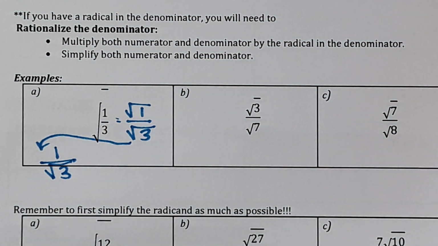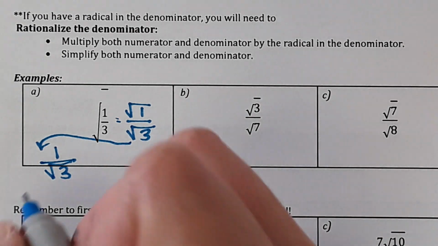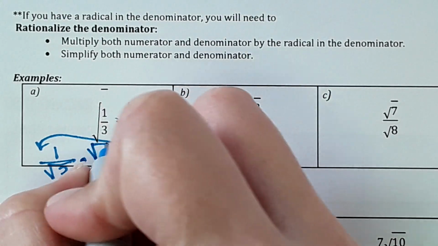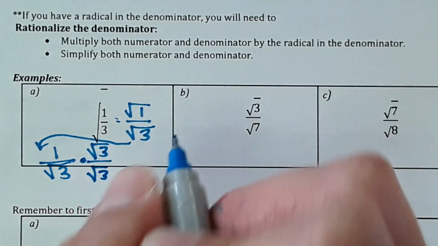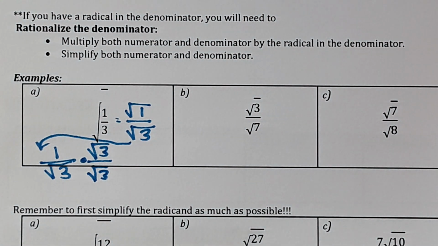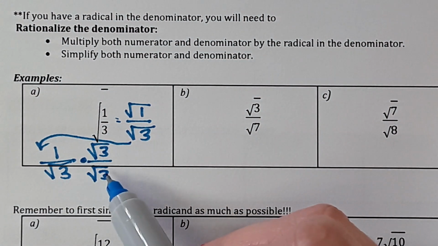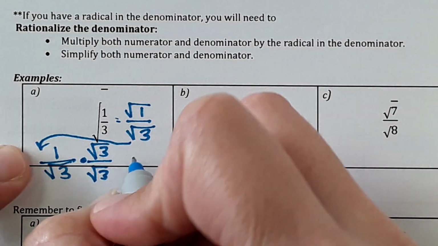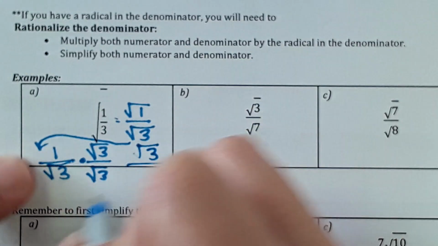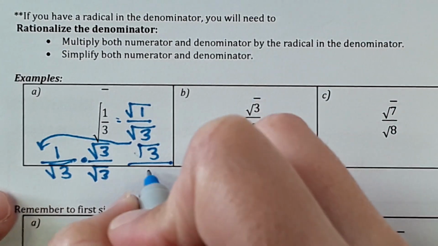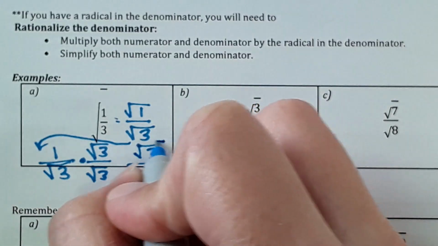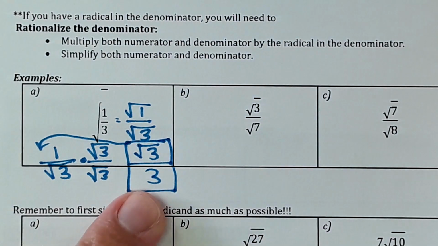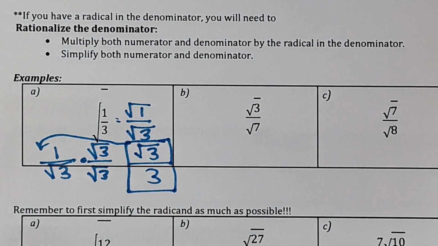The problem is that you can't have this radical as a denominator. So we have to get rid of that as a denominator. What we do to get rid of it is we multiply by square root of 3 over square root of 3. So I'm essentially multiplying this whole thing by 1 because square root of 3 over square root of 3 is 1. But when I multiply across, I get 1 times square root of 3 is square root of 3. And then square root of 3 times square root of 3 is 3. So now I don't have the radical in the denominator, and I'm good.